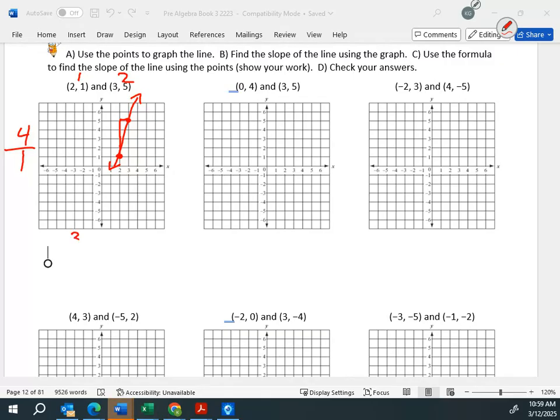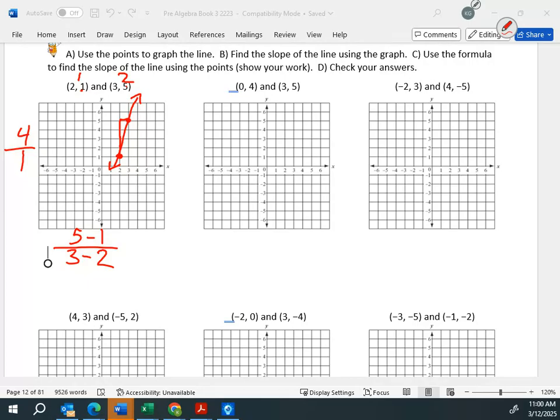So I'm going to do 3. Nope, not 3. Why am I not starting with the 3? David? Because the 3 is an x, you want to start with 5, the y. The 3 is the x. I want to start with the y. y2 minus y1 goes on top. So y2 would be my 5. y1 is the 1. Then I have x2 is my 3. x1 is my 2. So I need to not do the math in my head, but show my work.